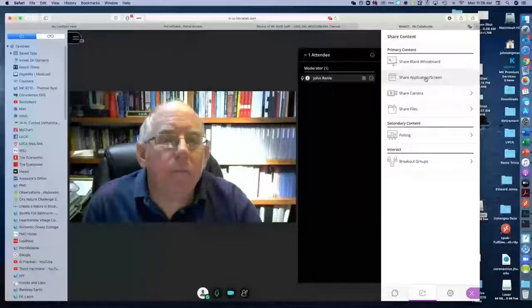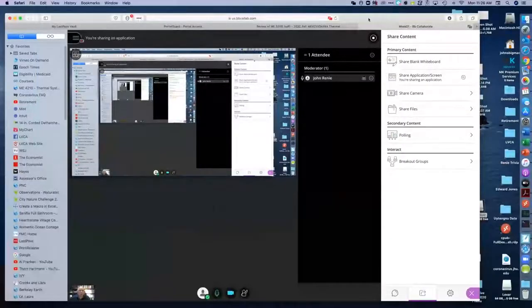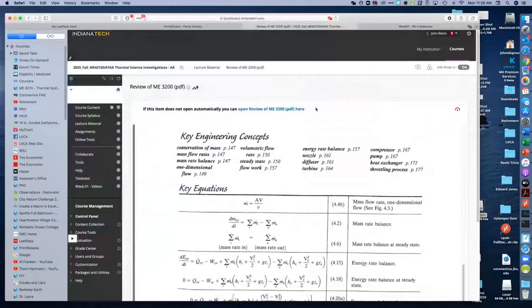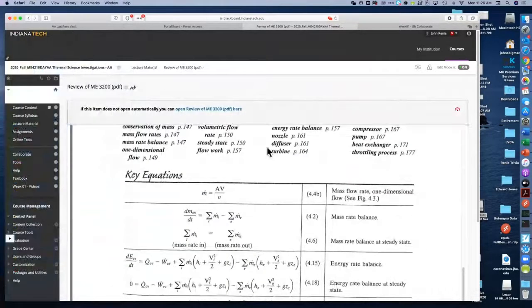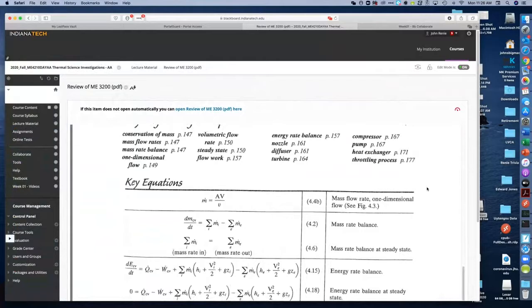So I'm going to go ahead and share my screen here. And we're going to go back to... so I'm sharing the screen and I go into... So in this particular chapter, as I said, we want to look at the conservation of mass as well as the conservation of energy equation.